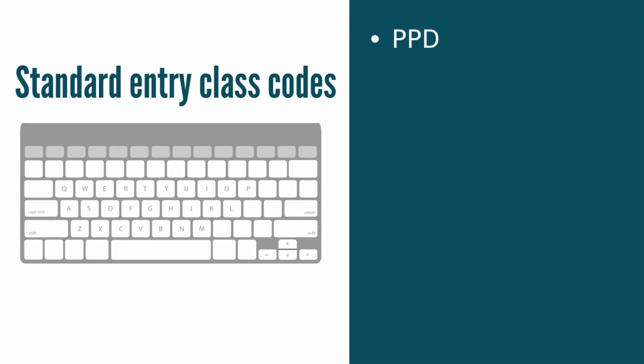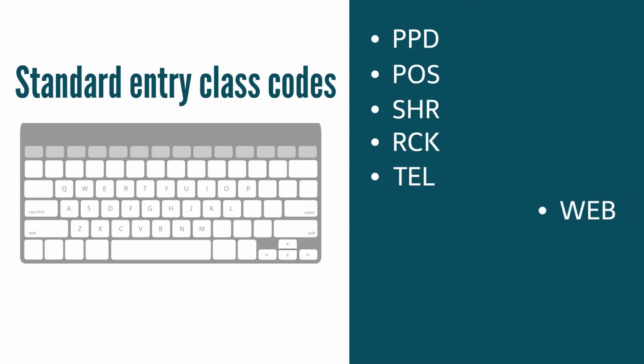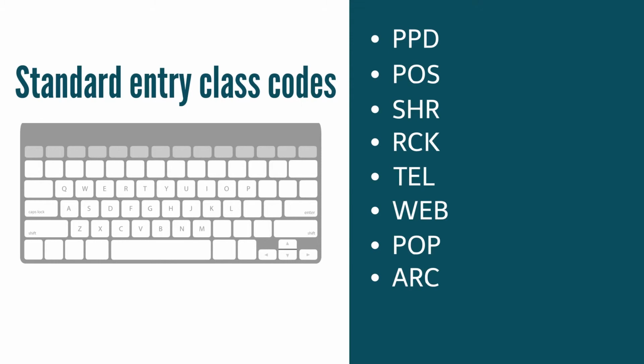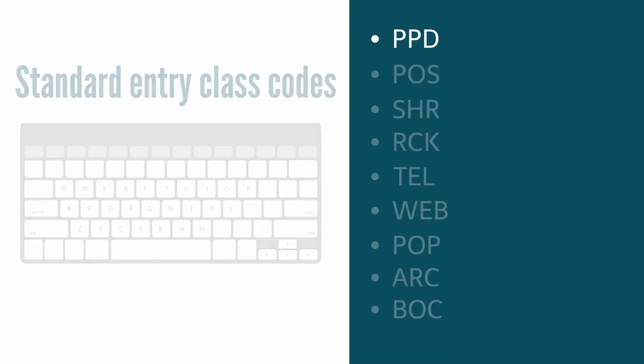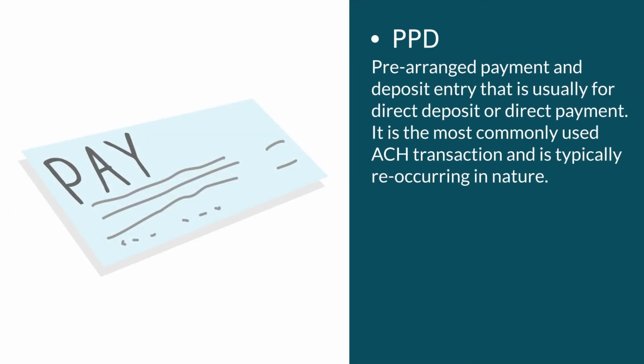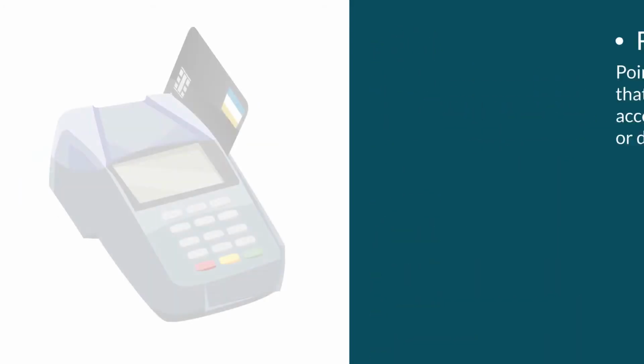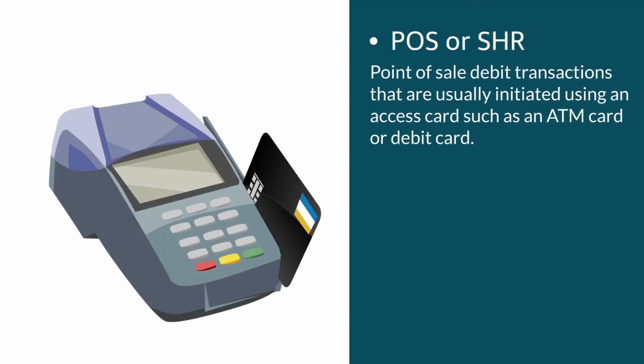We have PPD, POS, SHR, RCK, TEL, WEB, POP, ARC, and BOC. A PPD transaction is a prearranged payment and deposit entry that is usually for direct deposit or direct payment. It is the most commonly used ACH transaction and is typically reoccurring in nature. POS or SHR are point-of-sale debit transactions that are usually initiated using an access card such as an ATM card or debit card.